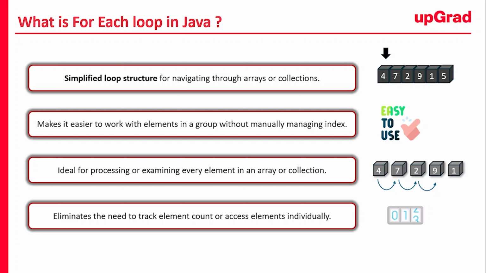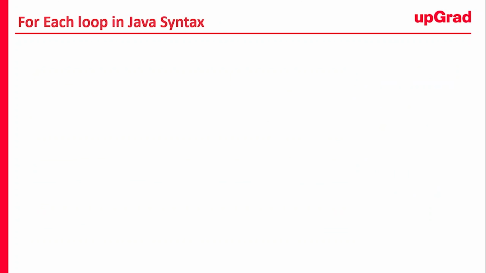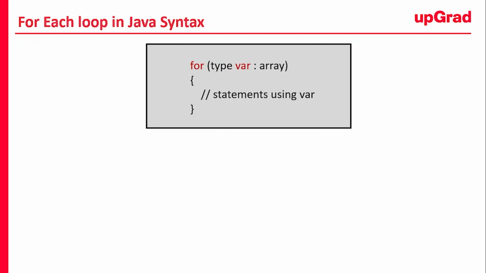So now that we understand what a for each loop is, let's look at how it is written in Java. So basically, let's have a look at its syntax. The syntax of the for each loop in Java is designed to simplify the process of iterating over arrays or collections. So here we don't use i, that is the index. Its syntax is pretty simple, as you can see. For keyword, after that there is type, then the variable name, and then the name of the array.